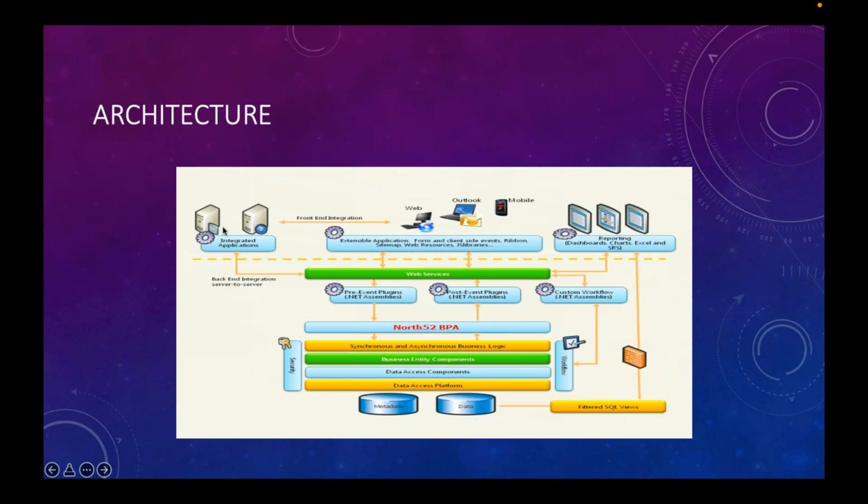If you want to integrate data into Dynamics 365 from external applications, we need to use web services. Only through the web service can we do the integration and communication between our Dynamics 365 server and the external application server. So this is nothing but backend integration, server to server. To communicate between our Dynamics 365 server and the external application server, we need to go for web services.